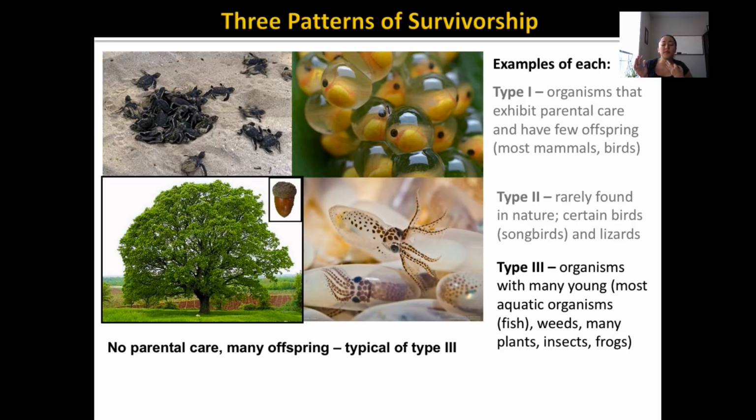Weeds, or pretty much any type of plant, will typically produce a whole bunch of seeds, and very few of those seeds will actually germinate and grow into an adult plant. Insects are another example of type 3 survivorship curves, and frogs as well, or sea turtles. They tend to lay many, many eggs, but do you think a lot of those little tiny turtles will actually grow up to be adults? Most of them will probably be fed upon by predators.